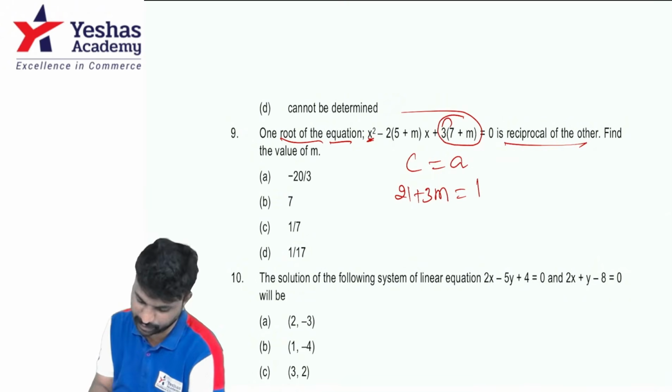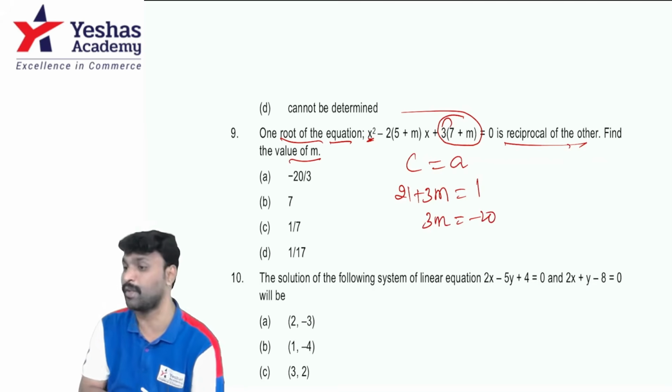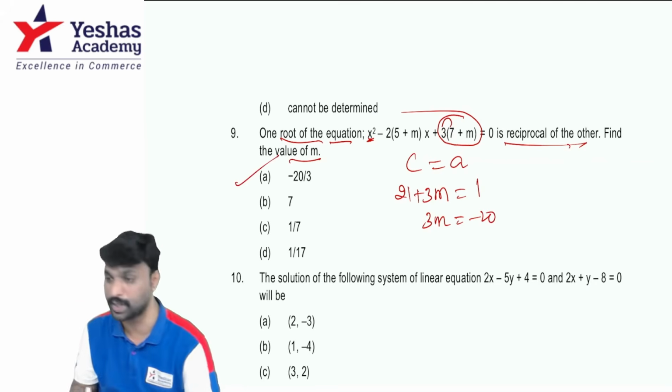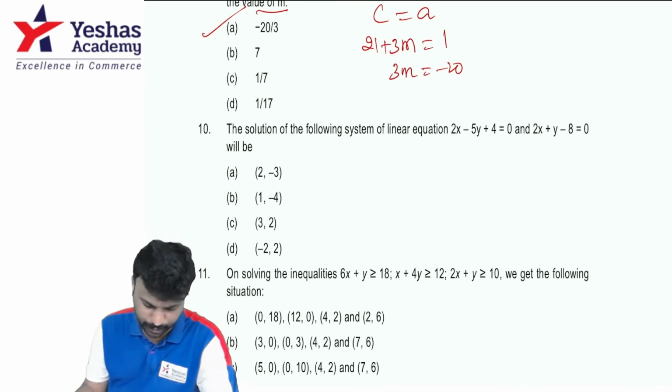So we are asked to find the value of M. So 3M is equal to minus 20. M is equal to minus 20 by 3. That means option A is the right answer. Guys, moving on to the next question.